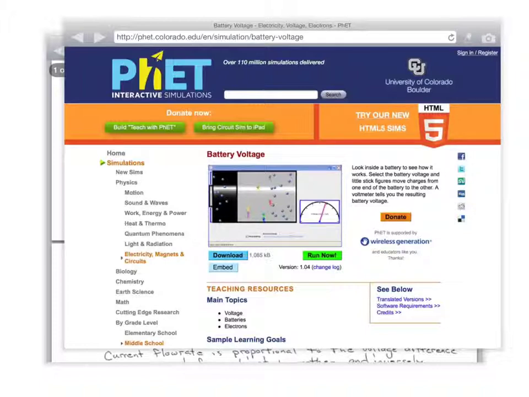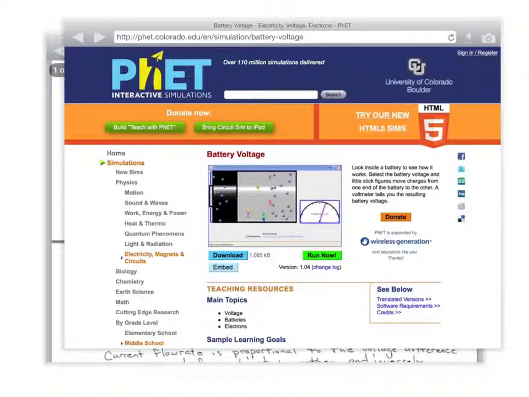This is courtesy of fet.colorado.edu, greatest website ever. They don't have iPad stuff yet, but they're working on it. So anyway, if you were to look inside a battery, this is what you would see: a bunch of charges bouncing around on the left and right side, and these little colored people. Right now there is no voltage difference between one side and the other.